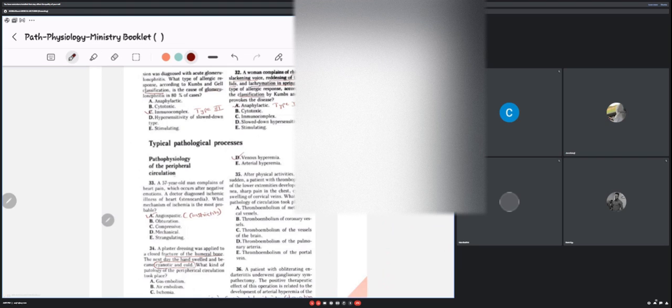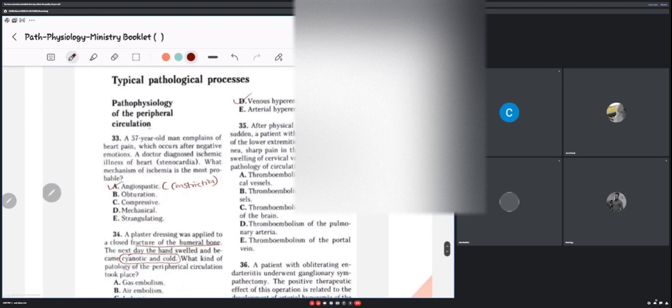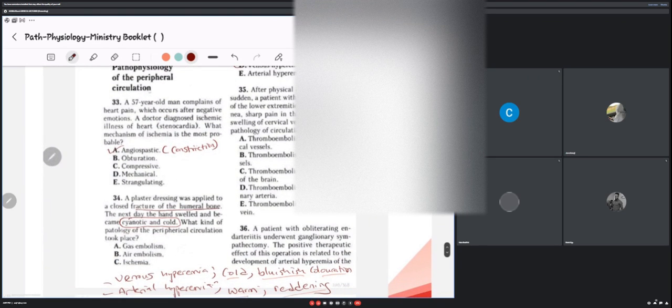After physical activity, all of a sudden, a patient with thrombophlebitis of the lower extremity developed dyspnea, sharp pain in the chest, cyanosis, swelling of cervical veins. What kind of pathology took place? They told you there's thrombophlebitis. There's a thrombus there from the vein itself. So what would be the answer here? All of these options carry thromboembolism, but thromboembolism of what do you think?